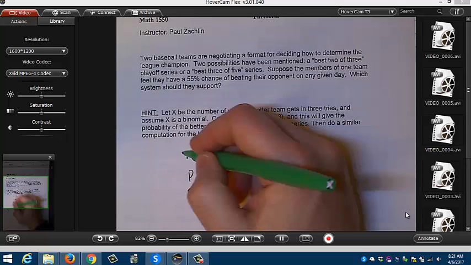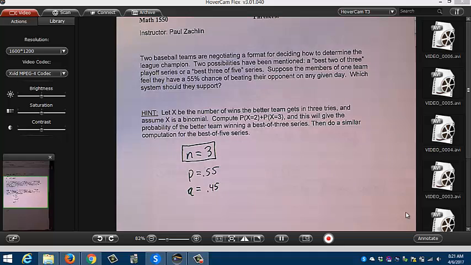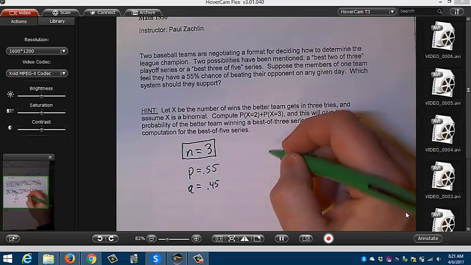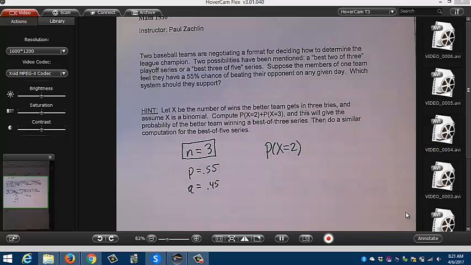So n equals 3. How do you win a series of 3 games? How many games do you have to win? 2. So we have to compute the probability that x equals 2. But I'm going to tell you something. If you compute that, you're going to say, hey, wait a minute, I think you get something less than 50%. You say, wait a minute, I thought this was the better team.